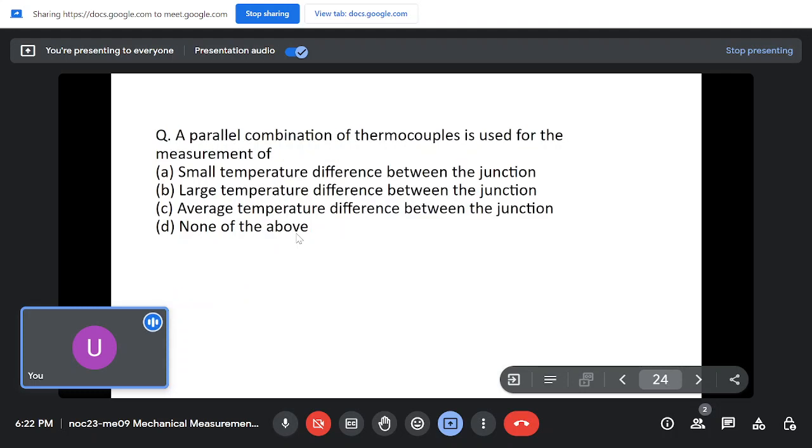Moving on to the next question. A parallel combination of thermocouples is used for the measurement of option A, small temperature difference between the junction; option B, large temperature difference between the junction; option C, average temperature difference between the junction; and option D, none of the above.